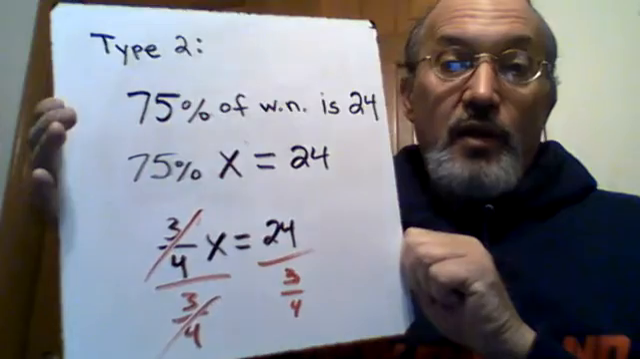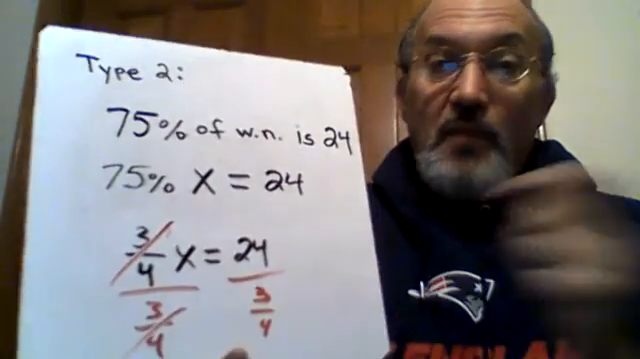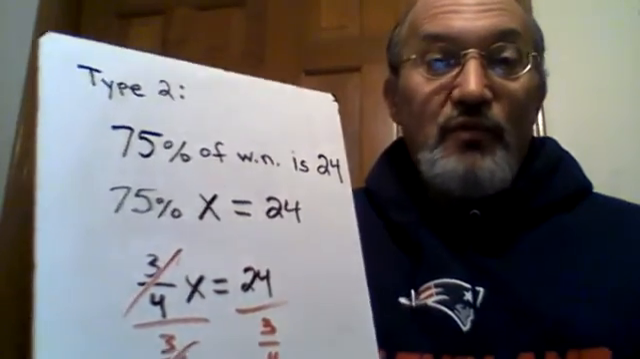The 3/4 on the left side cancel, leaving the x by itself, which is what we want. So x equals 24 divided by 3/4. How do you divide 24 by 3/4? Multiply 24 by 4/3. So x is going to be 24 over 1 times 4/3.